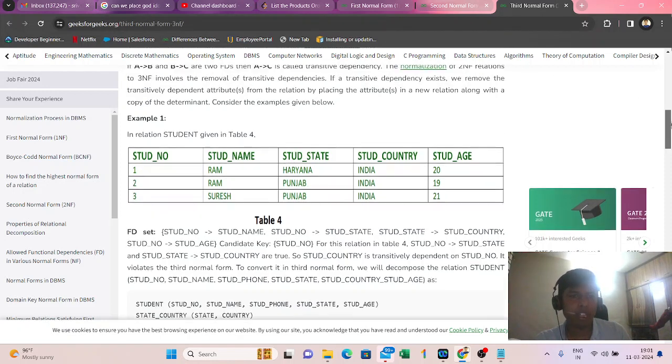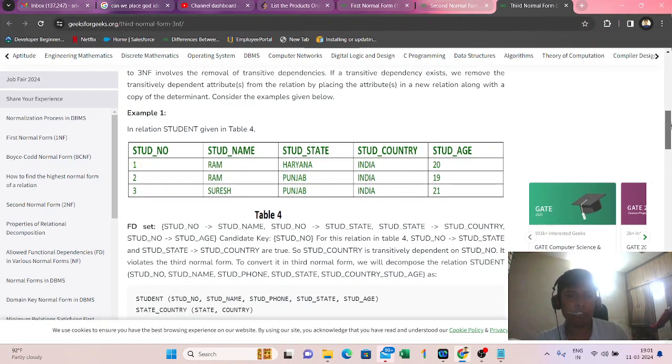The third NF deals with what you call transitive dependency. Suppose there's a student number, student name, student state, student country, and student age. Now student number defines student name, correct? And student number defines student age, right? And student number defines student state as well. But student country is directly dependent on student state.